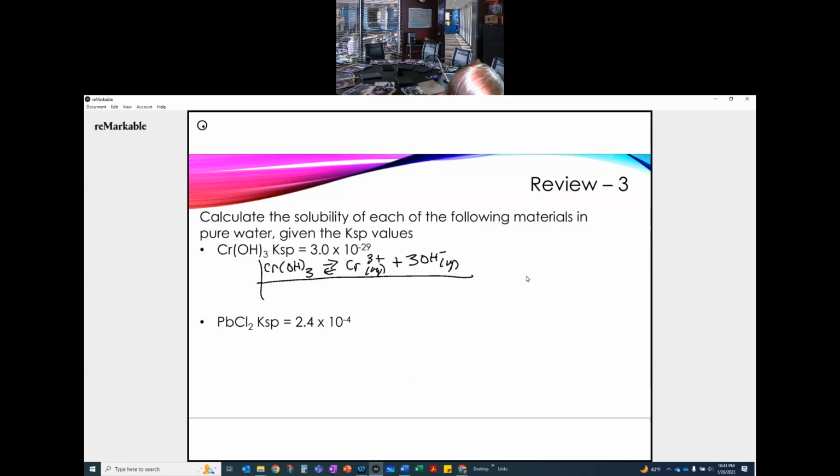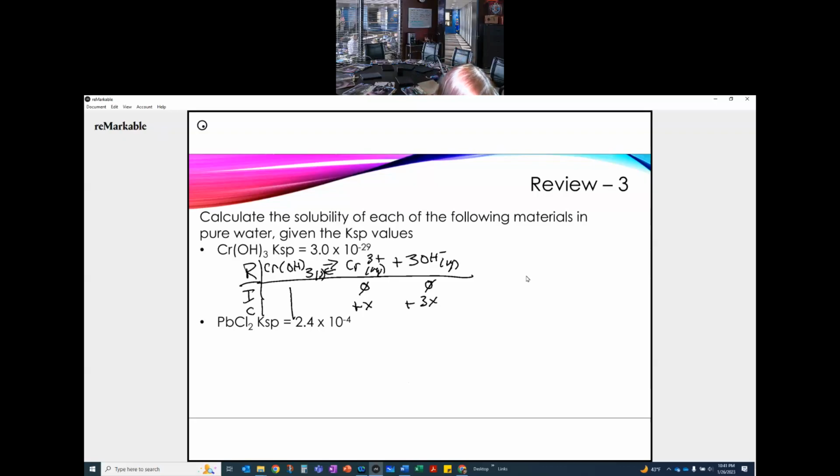We can then set up our ice table for this. And of course, it's going to be really tiny. So my I, do I have any? No. And of course, this is solid, so I don't care about that. I don't start with any of the chromium. I don't start with any of the hydroxide. My change is going to be a plus X here, plus a 3X there. And that means that my equilibrium row is going to be equal to X and 3X.